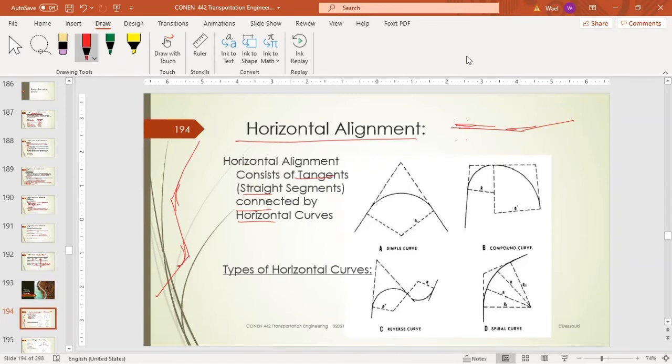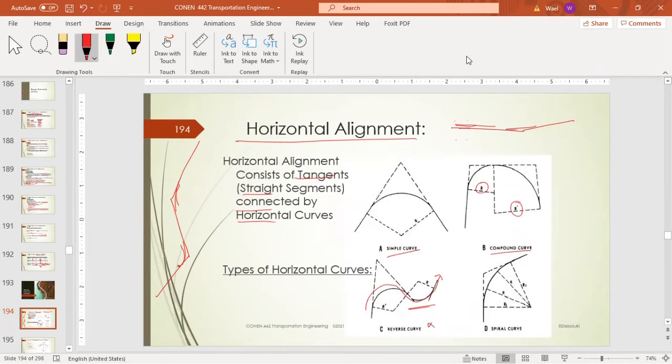So what types of horizontal curves do we have? We have either a simple curve between two tangents or a compound curve. The compound curve connects two tangents, but it has two radii, radius 1 and radius 2. There's a reverse curve, going like an S shape like this. We try to avoid this one, but sometimes in mountainous areas we cannot avoid it.